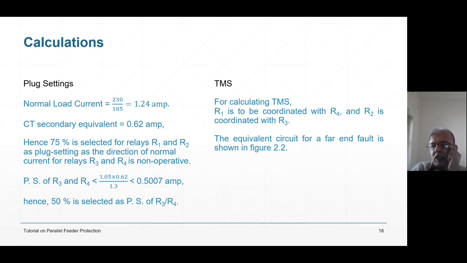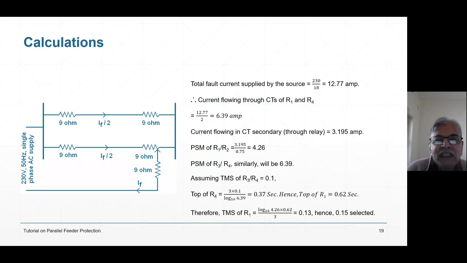For calculating TMS, R1 is to be coordinated with R4 and R2 is to be coordinated with R3. The equivalent circuit is shown in the next slide. See, this is what happens. I have to create a fault immediately after R4. In this circuit, there are two lines, top line R1, bottom line R2, right side R3 on top and R4 at the bottom, right? So I have to make a fault immediately after R4.